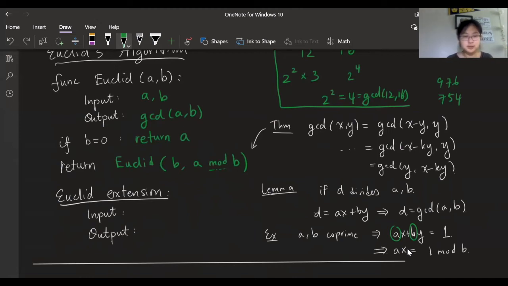So I want an extension to Euclid's algorithm that inputs A and B and outputs 3 things. I will output D, which is the greatest common divisor. I also want to output X and Y. Sorry, I probably misspoke. Not only do I care about this greatest common divisor, but I also care about X and Y. So these are the coefficients that make this linear combination work. Because we already know what A and B are, right? So now we want to care about X and Y.